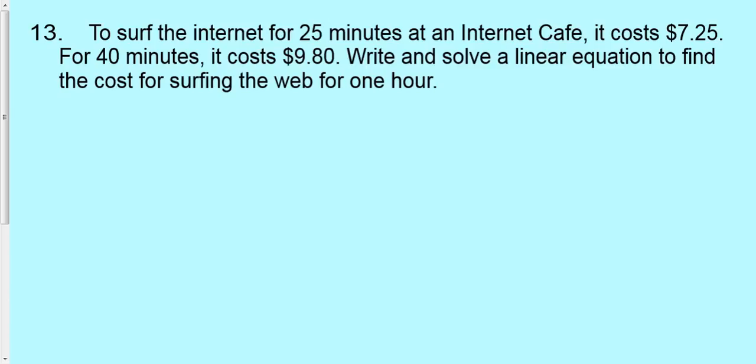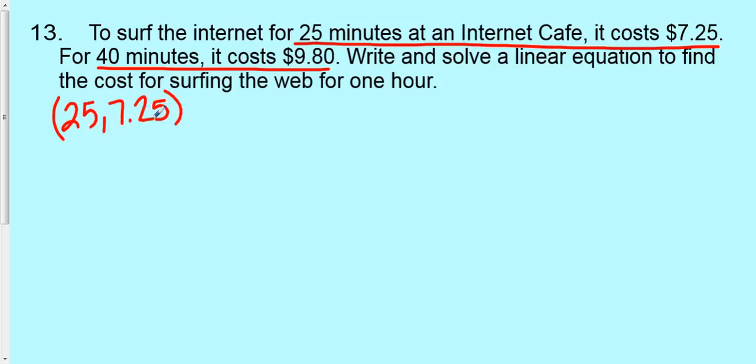So we have to surf the internet for 25 minutes at an internet cafe. It costs $7.25. For 40 minutes, it costs $9.80. Again, we're going to write and solve a linear equation to find the cost for surfing the web for 1 hour. So our two sample points are 25 minutes at $7.25, and 40 minutes at $9.80. I'm going to go ahead and write this down. We're going to be using this information throughout this story problem.